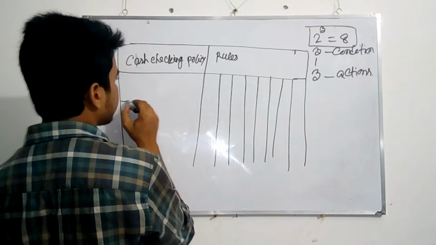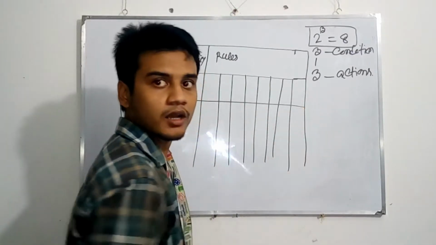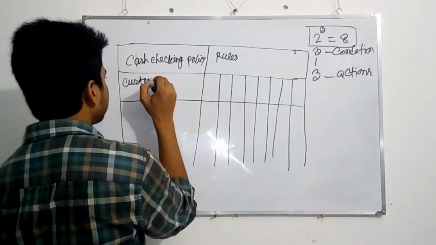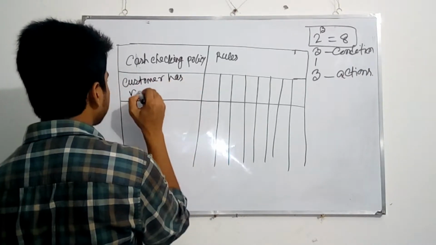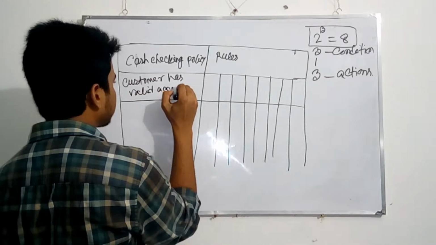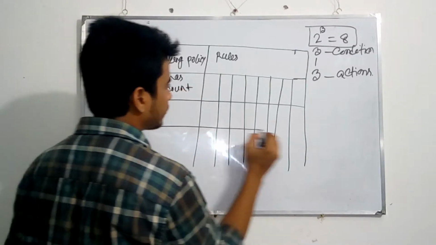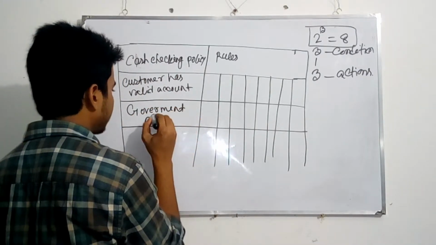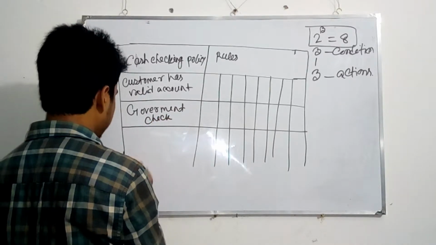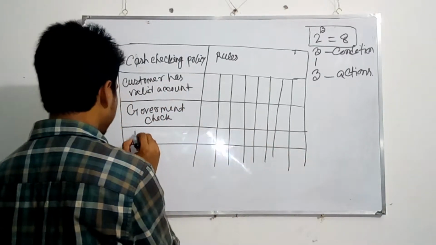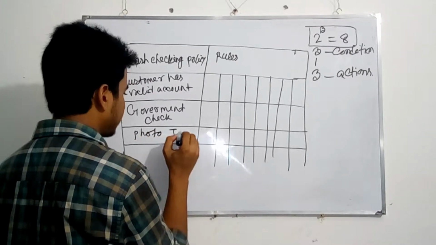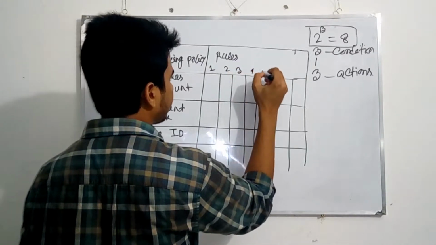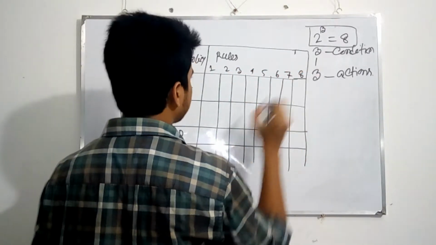We have 3 conditions. First is customer has valid account. And our second condition is government check. And finally the third is photo ID. So here is the number of rules: 1, 2, 3, 4, 5, 6, 7, 8.